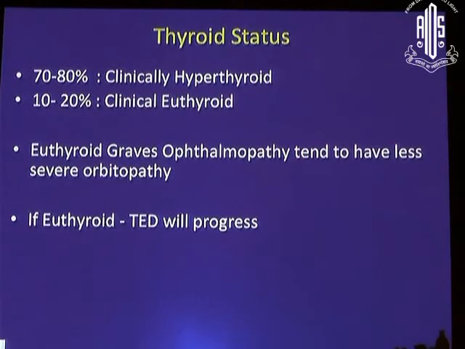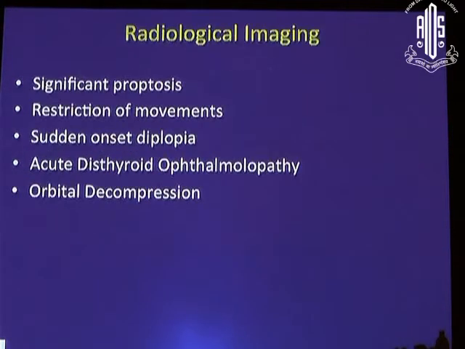So 70 to 80% of biochemical investigations turn out to be hyperthyroid, but there is an entity of 10 to 20%, and as we heard in the previous talk that there are a large number of patients who are euthyroid and will remain to be euthyroid, and sometimes they need to be treated irrespective of what the biochemical investigations are.